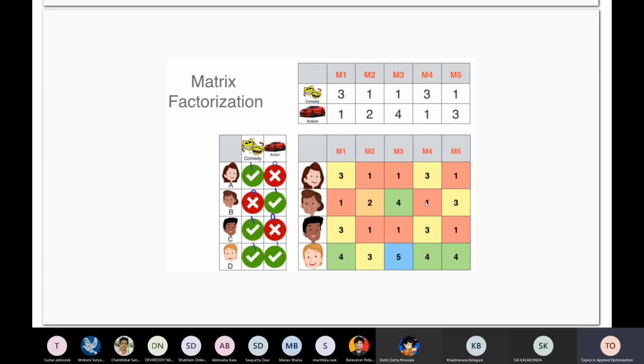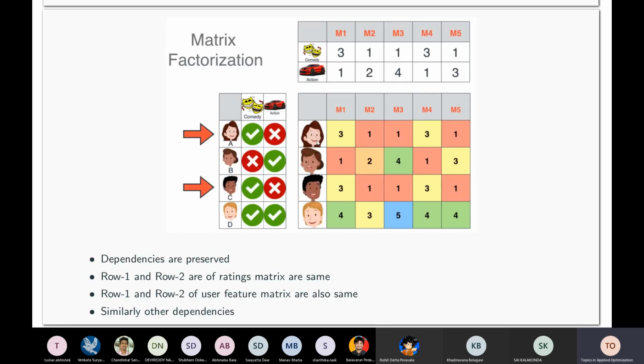So what we see is that the rating matrix can be seen as a multiplication of some rectangular matrices. And it will capture the dependency, because if this row and this row are the same, then this is also indicated here, because this row and this were the same. So those dependencies are also visible here.